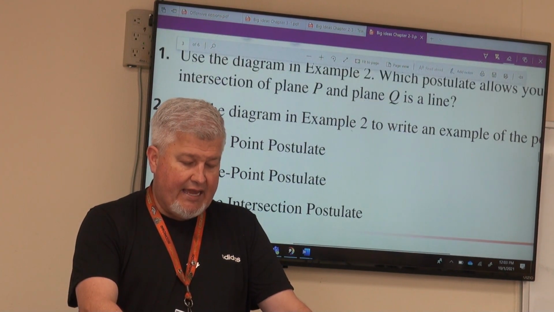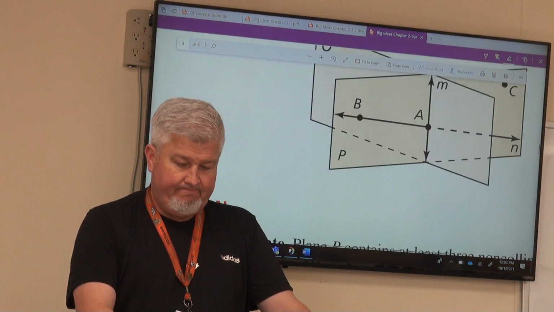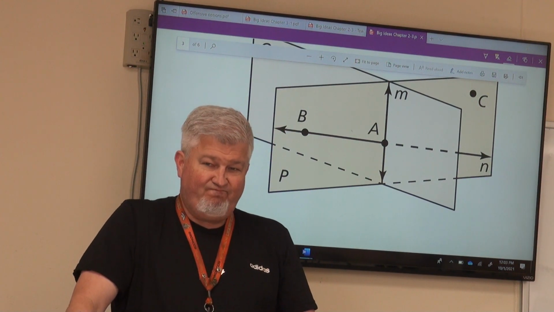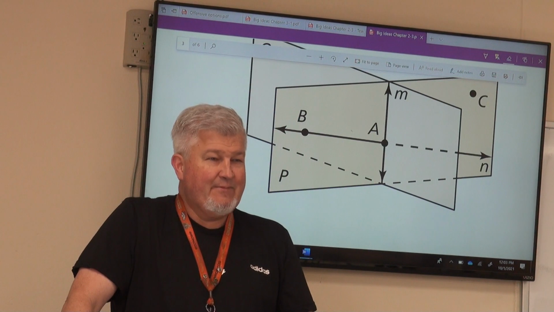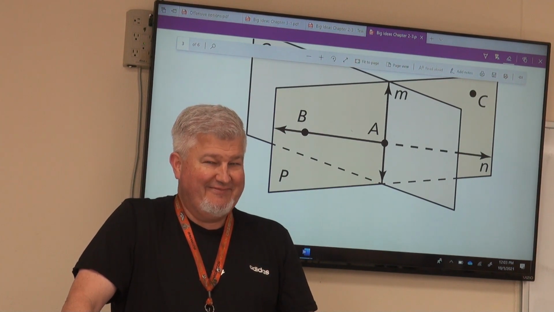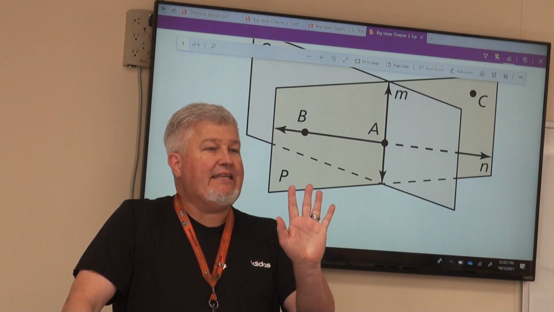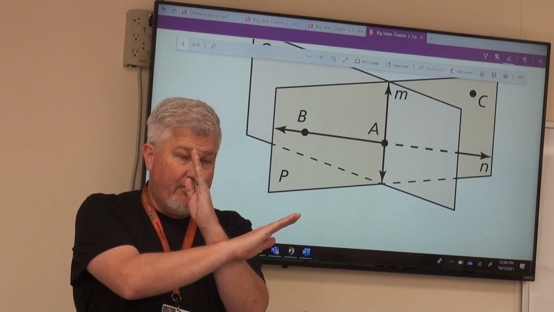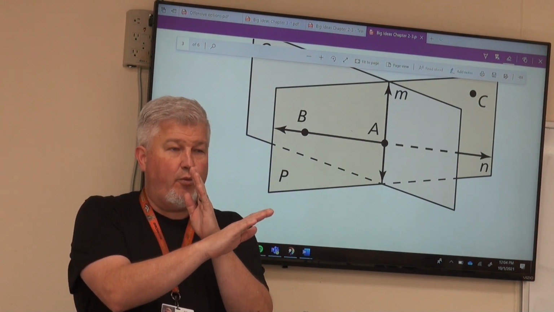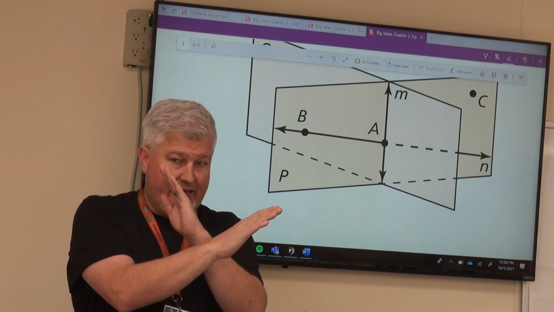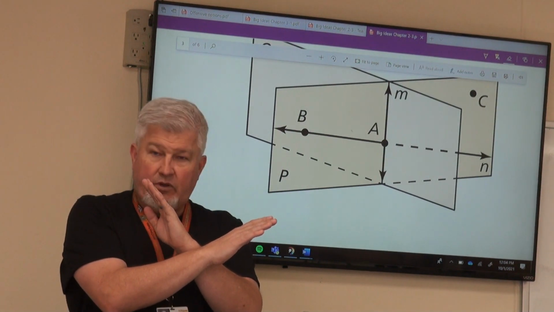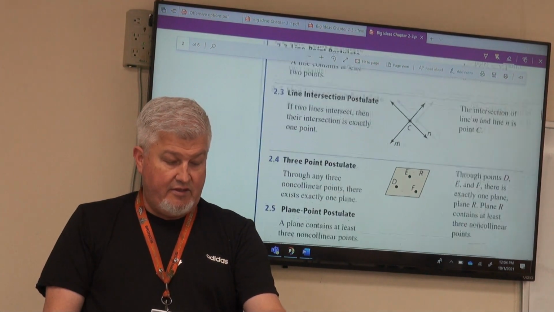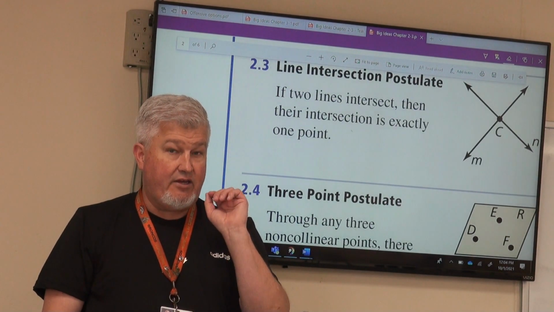And then finally, the line intersection postulate. Ladies, what does the line intersection postulate state? Don't look at me. I passed geometry. What does the line intersection postulate state? Here are the words in the line intersection. Line makes a plane. No, they make a line. When 2 lines intersect, what do they make? A plane. The line intersection postulate: if 2 lines intersect, then the intersection is exactly 1 point.